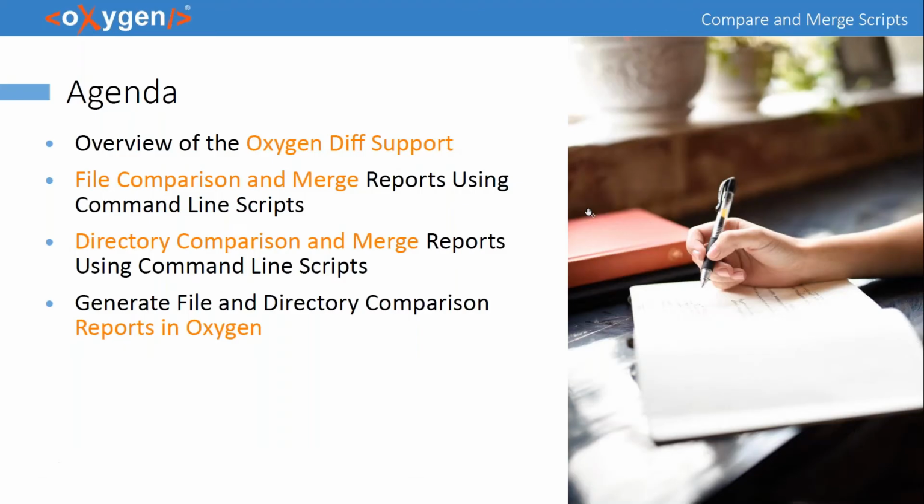So here's the agenda of the presentation. We'll have an overview of the Oxygen diff support. Then we'll discuss file comparison and how you can use this comparison to merge files. Then we'll see directory comparison and merge, and also options and algorithms, and how you can use this from the command line. And also this new feature that allows you to save the results of a directory or file comparison from Oxygen and maybe send it to someone.